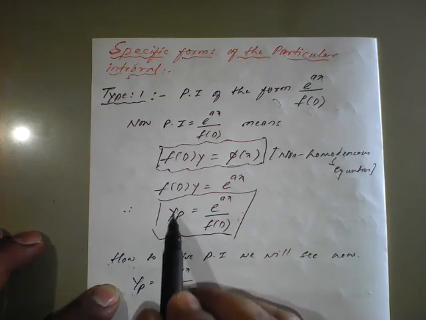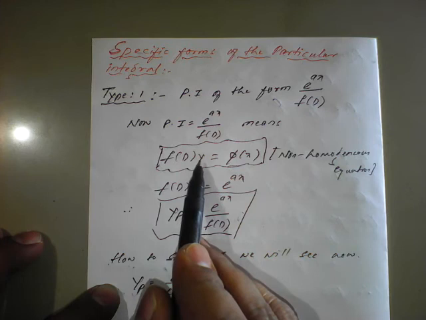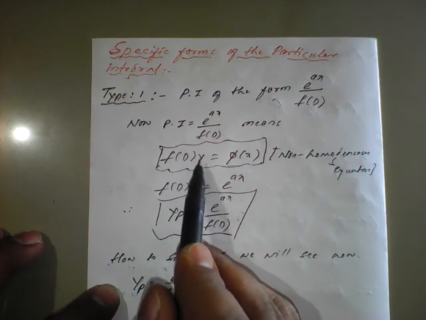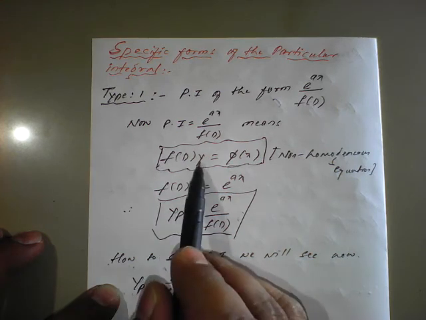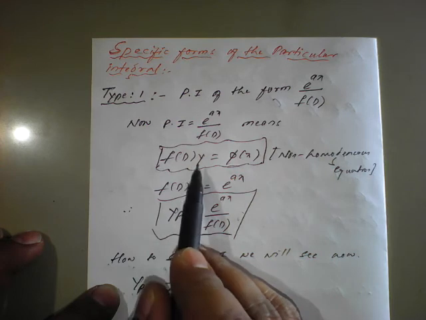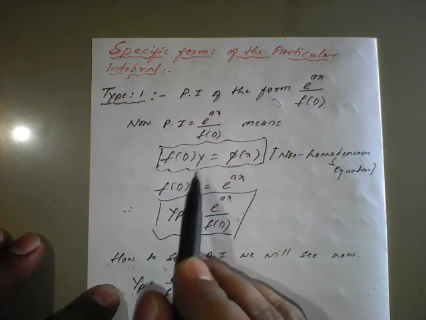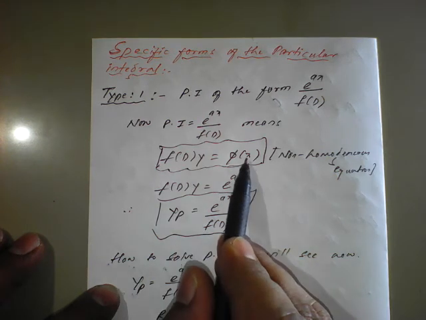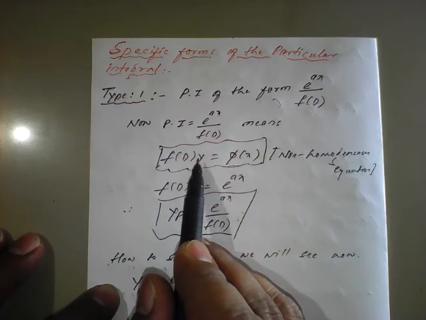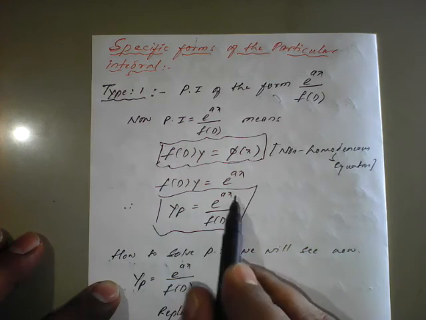This y is not repeated for all kinds of examples. Remember that if it is a function of y, then y. If it is a function of x, you will get xp. If it is a function of r, it will be rp. If it is a function of z, you will get zp. In general they will give a question in terms of y only, or rarely in terms of x. You have to be careful. If they have given it in terms of t, you will get the other function here. Okay, remember. So yp is equal to e raised to ax upon f of D.